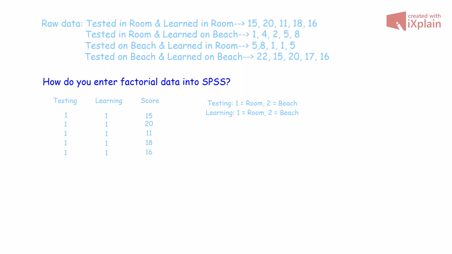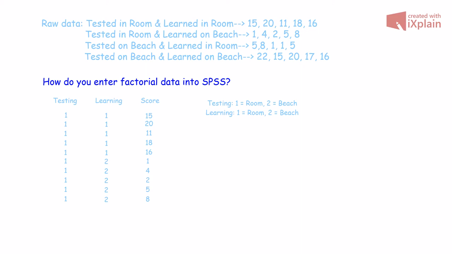And now we need to do the same thing for the second row here. The second row of data, they were still tested in a room, so they're going to get 1s under room, but they learned on a beach, so they're going to get 2s under learning, and then we'll put their scores. So we have a 1 under testing for the next 5 scores, a 2 under learning for the next 5 scores, and then we put the next 5 scores under the score. So now we've just entered this row of data.